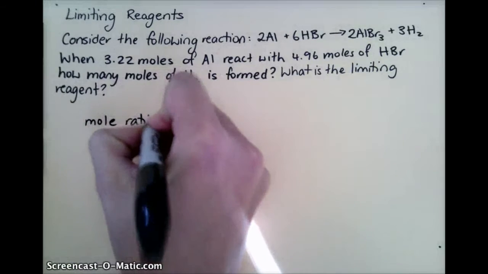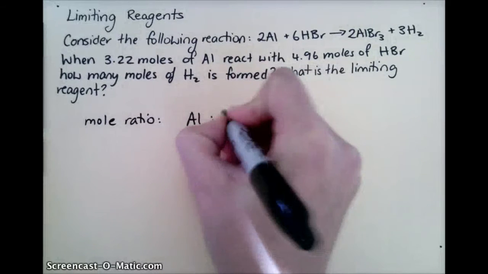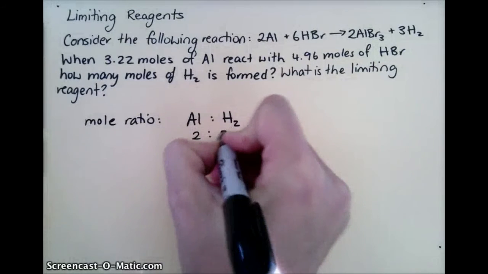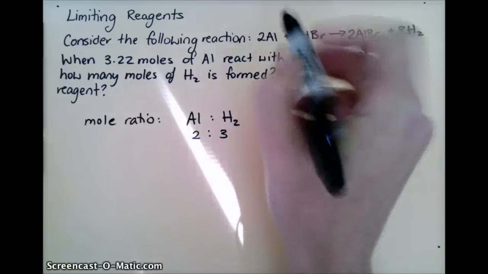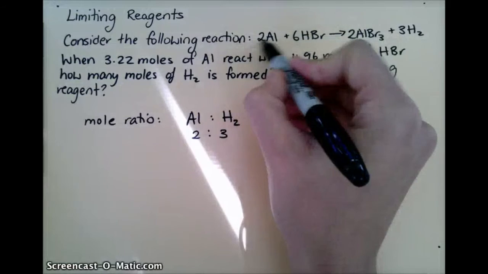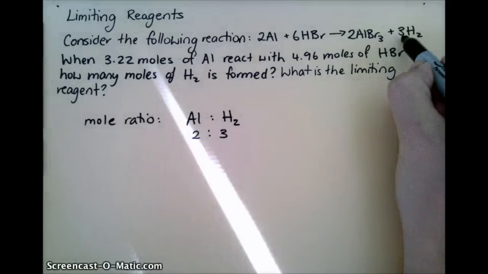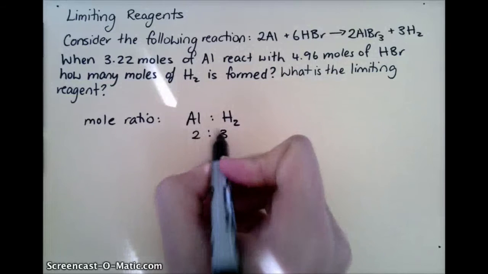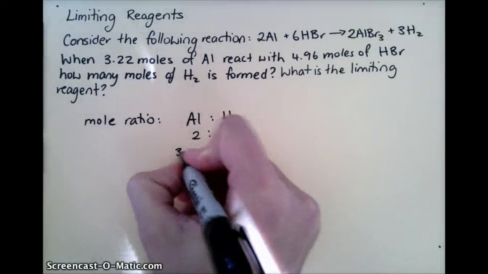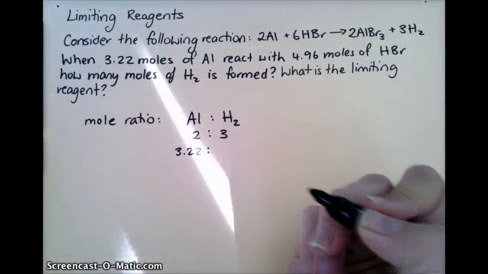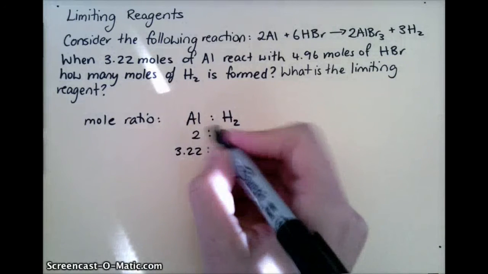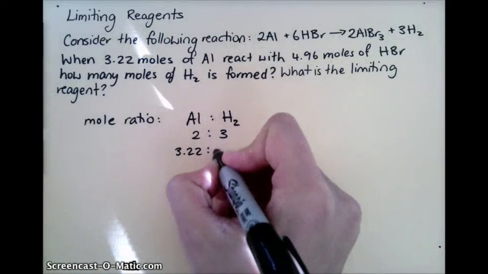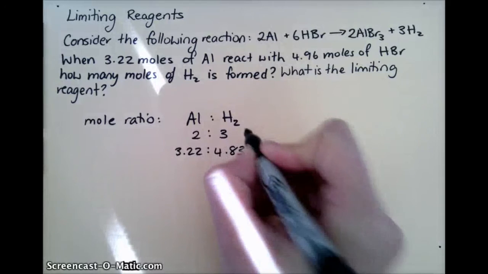And we're going to consider our aluminium first. So we've got our moles of aluminium to moles of hydrogen, and we pull this straight from the equation at the top. We've got 2 to 3. So 2 moles of aluminium would react to form 3 moles of our hydrogen gas. In the problem, we're told that we don't have 2 moles of aluminium, we have 3.22 moles of aluminium that are going to react. So if we have 3.22 and we do the calculation to fit the ratio, we are going to end up with 4.83 moles of hydrogen gas.